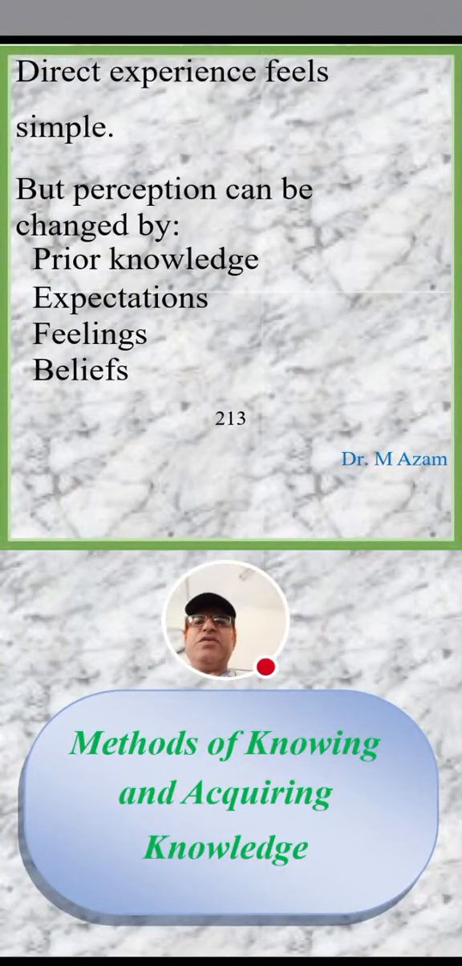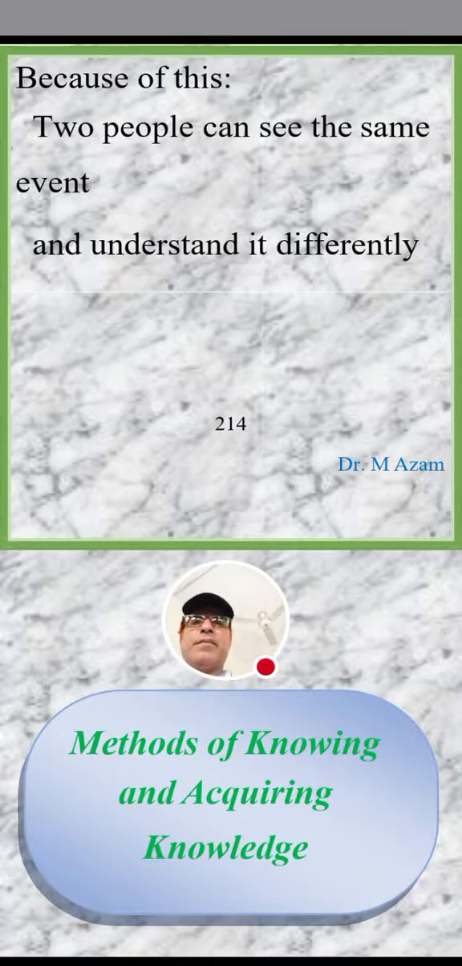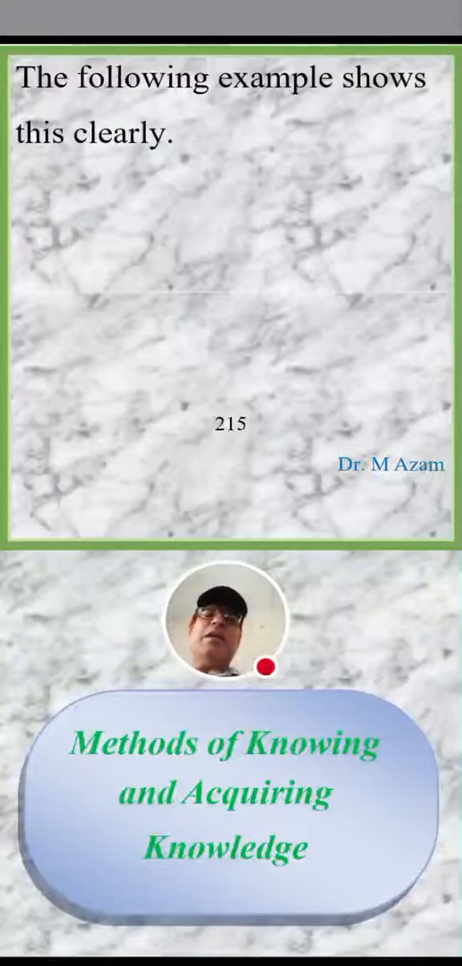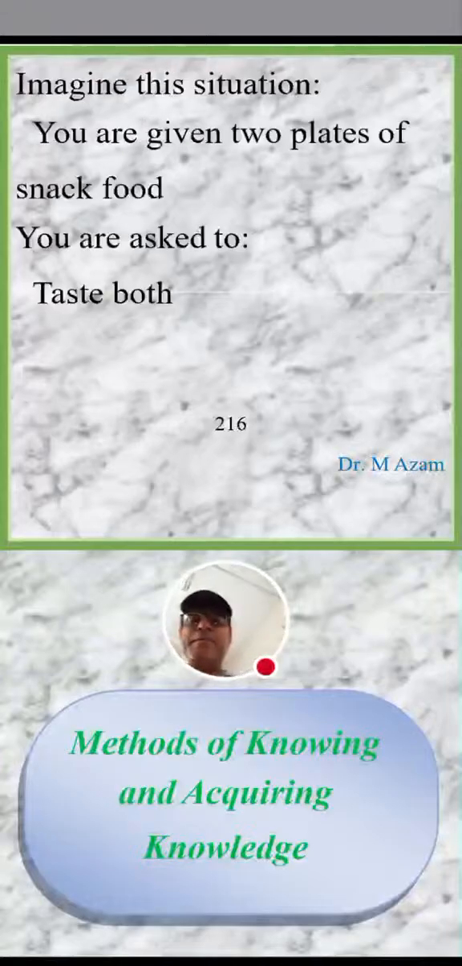Direct experience feels simple, but perception can be changed by prior knowledge, expectations, feelings, beliefs. Because of this, two people can see the same event and understand it differently. The following example shows this clearly.